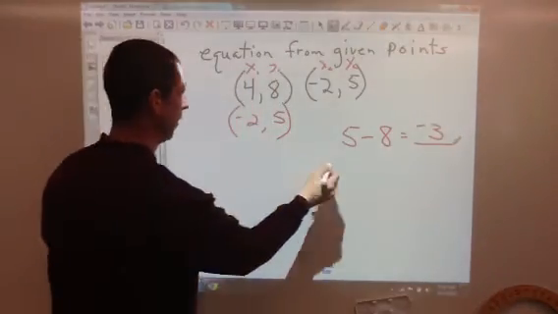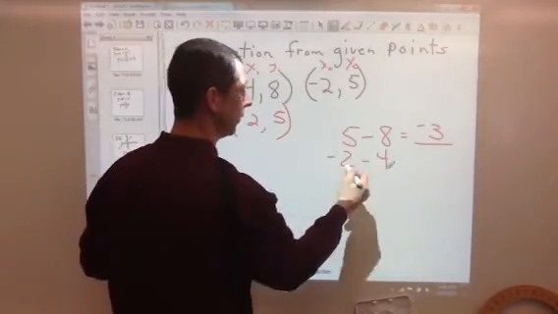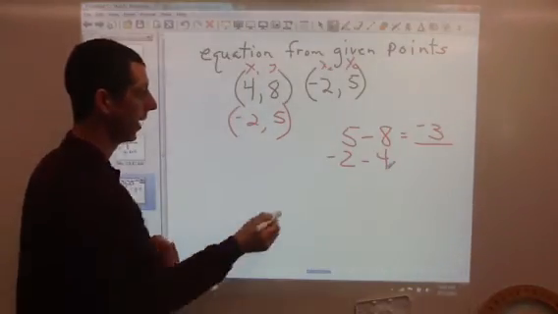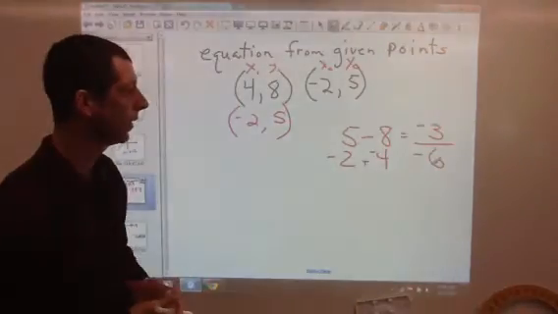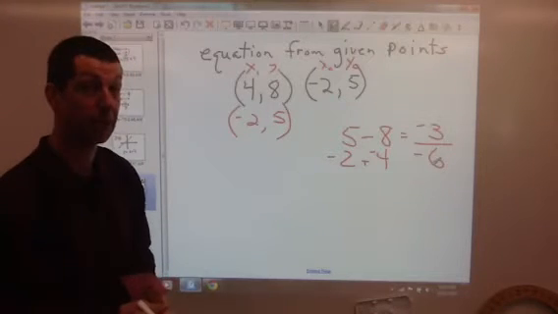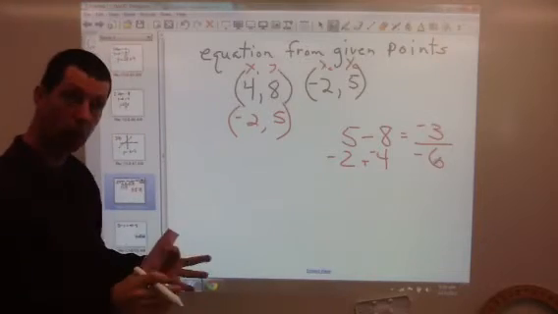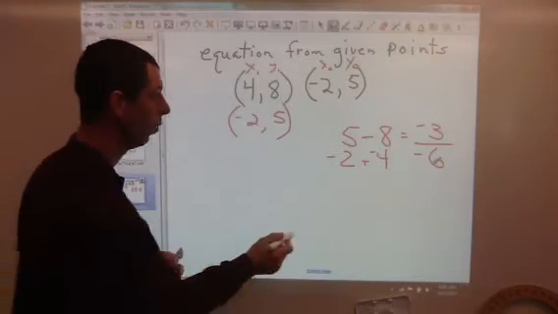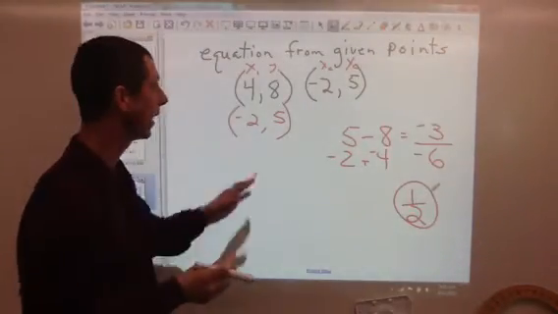And we subtract here -2 minus 4. -2 minus 4, if we add the opposite here, is -6. Now negative 3 divided by negative 6 reduces to positive 1/2 because it's a negative divided by a negative. So we have the slope now. The slope is positive 1/2. Okay, and that's going to be helpful in finding what we got to find.